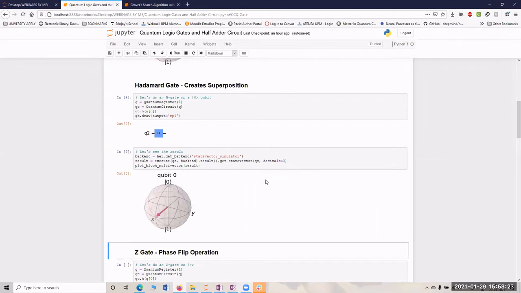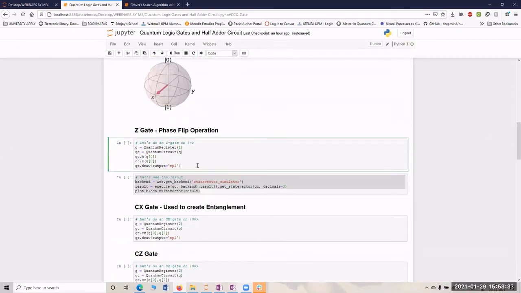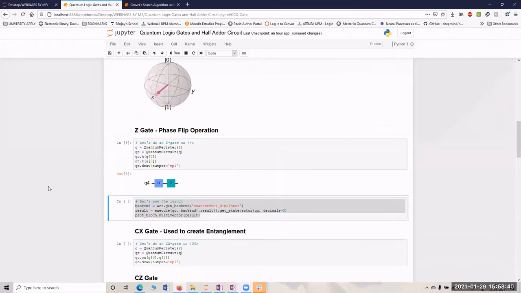So now let us see the phase flip operation. So this is the Z gate. What we did is that first we applied a Hadamard, and then we applied a Z gate. So here you can see we have applied the Hadamard, and here we applied the Z gate onto the qubit.